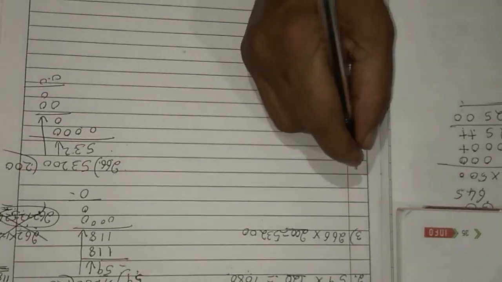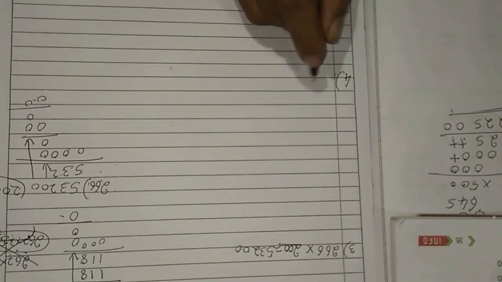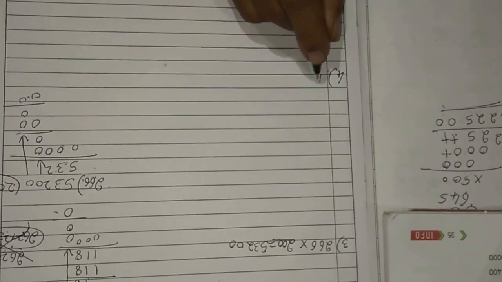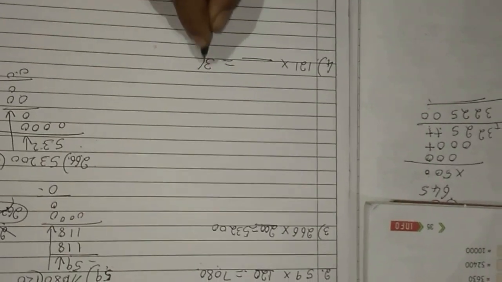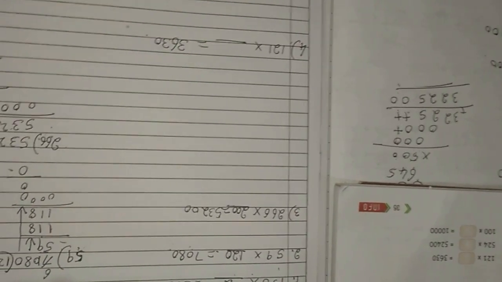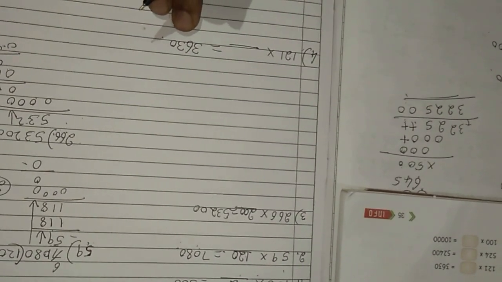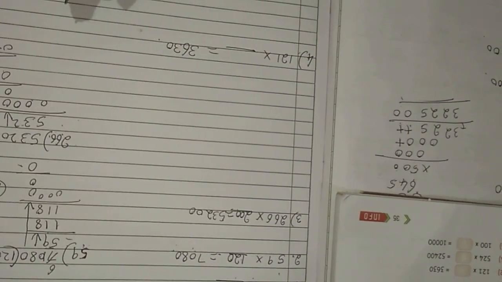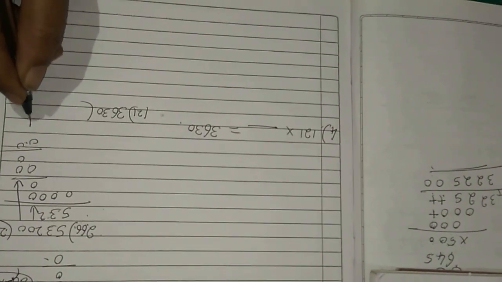Okay. Now fourth sum, children. Fourth sum. 121 into dash is equal to 3,630. So if you know the table, you can do it. Otherwise, the best is to go for the division. Okay. 3,630 divided by 121. You write the table here.